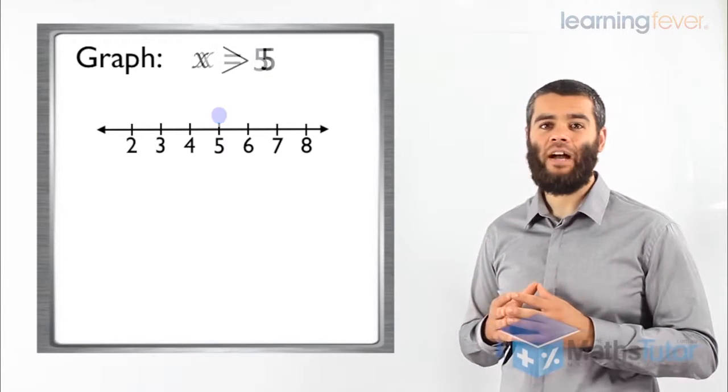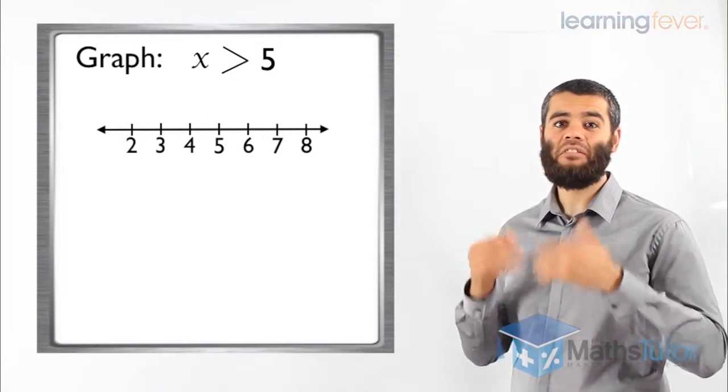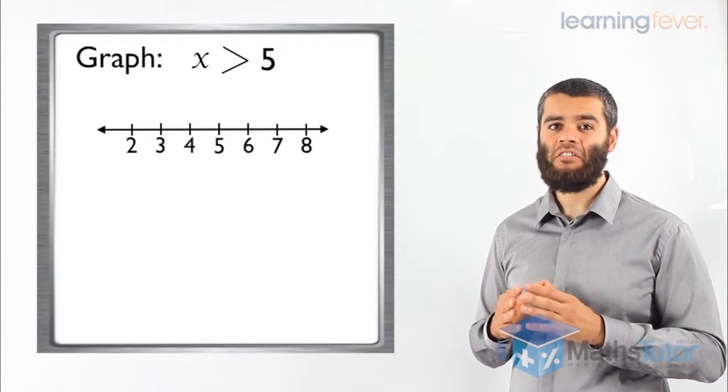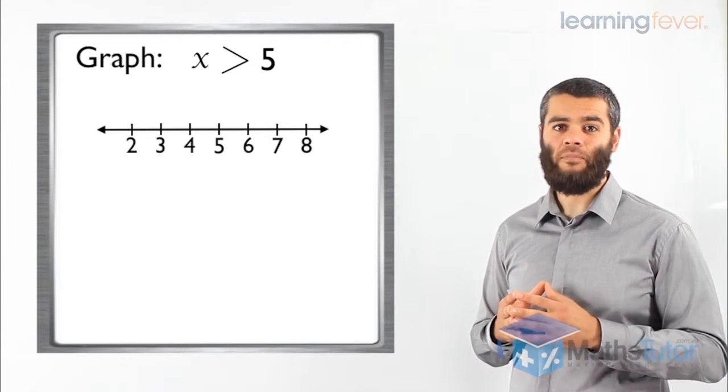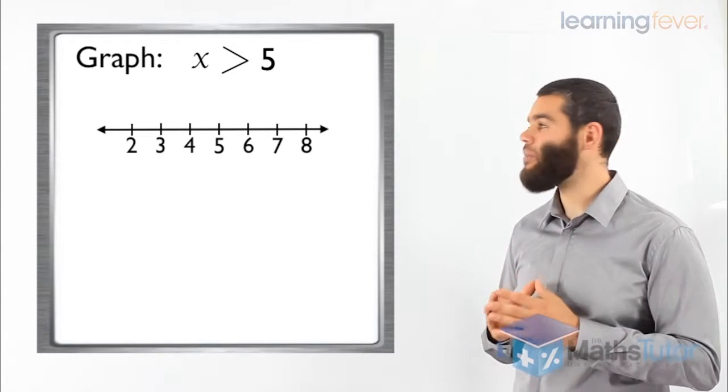What if we are asked to graph x is greater than 5? X is greater means it's larger, it's bigger than 5. It can be 5.1, it can be 6, it can be 100, it can be a million. It's greater than 5. How do we graph that on a number line?